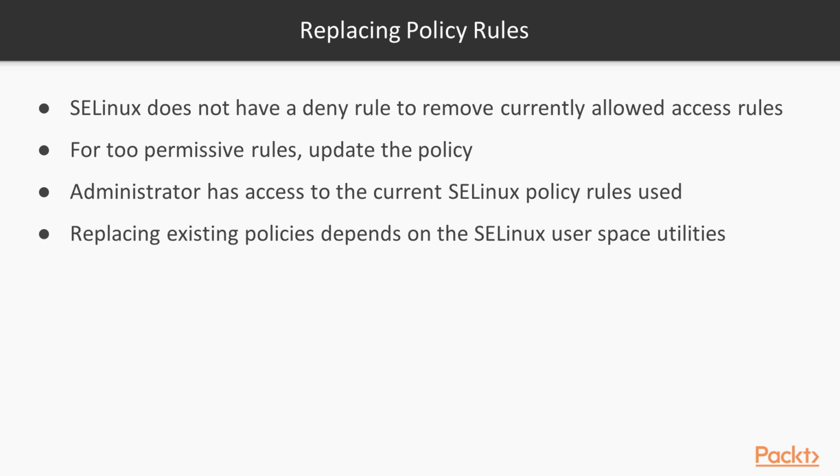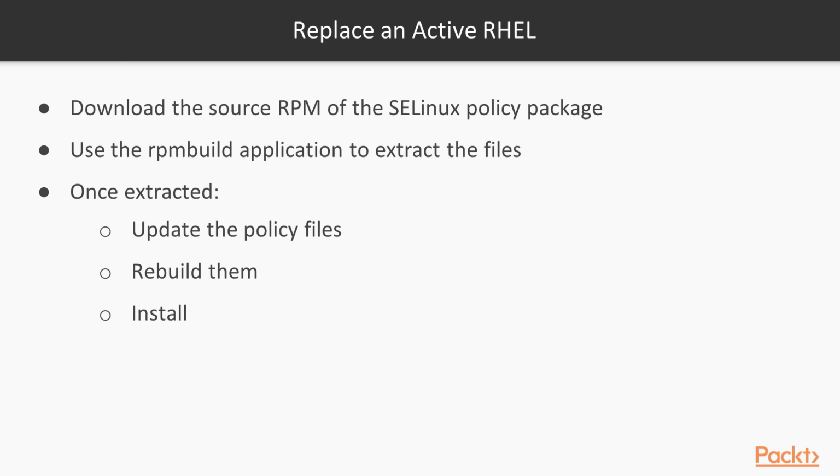Replacing existing policies depends on the SELinux user space utilities. The more recent one supports priority-based loading and the source of the current policy. To replace an active Red Hat policy, we need to download the source RPM of the SELinux policy package and use the rpmbuild application to extract the files. Once extracted, we update the policy files, rebuild them, and then install them on the system.